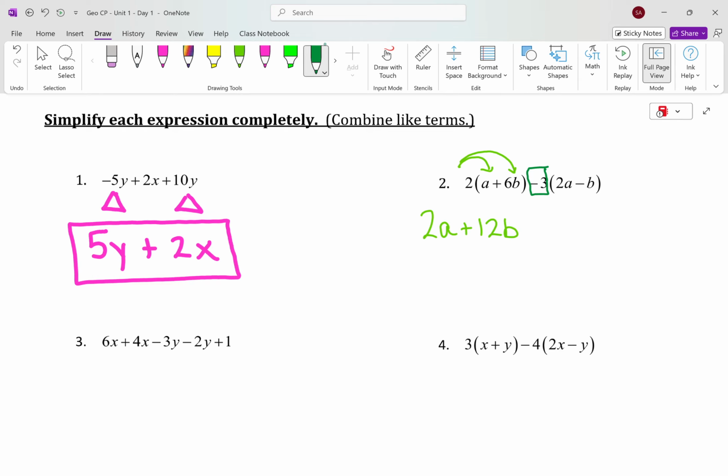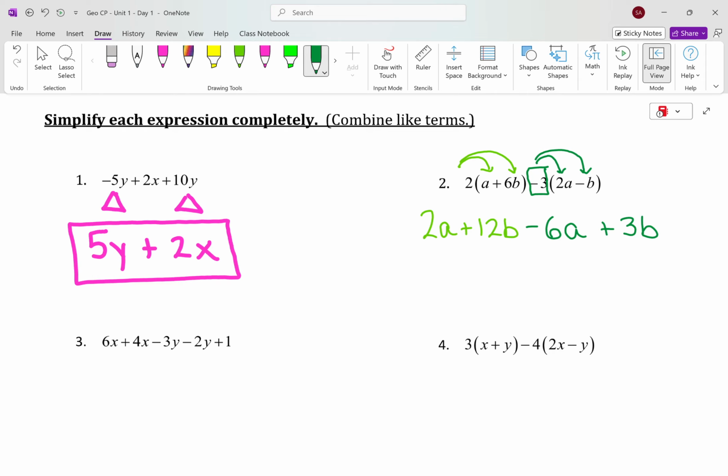So now we are going to distribute that negative 3. So when I distribute in, we're multiplying. So negative 3 times 2a is a negative 6a. And a negative 3 times a negative b is a positive 3b. Now that I got rid of my parentheses, now I'm going to combine like terms. Anything that has a minus, we treat it like a negative number. So in my mind, everything's a plus, but if it's a minus, then it's plus a negative.